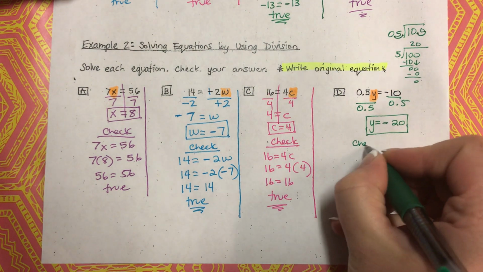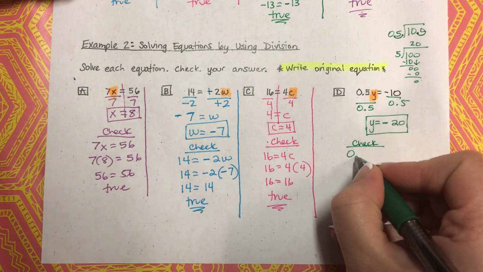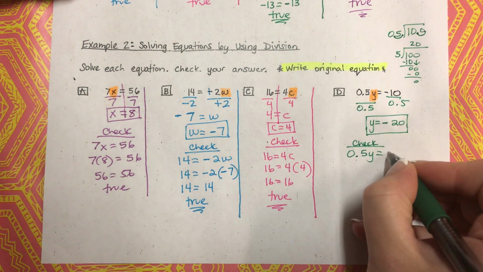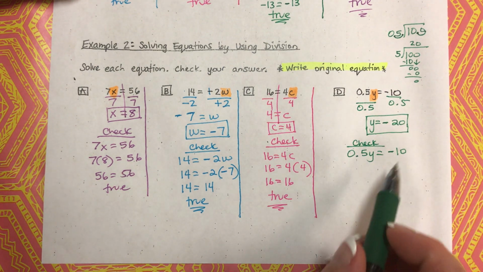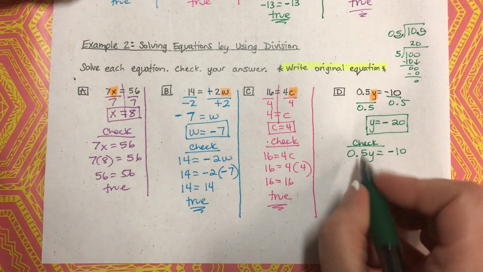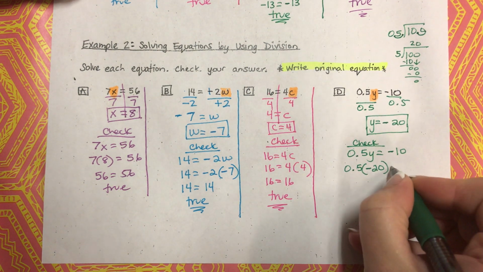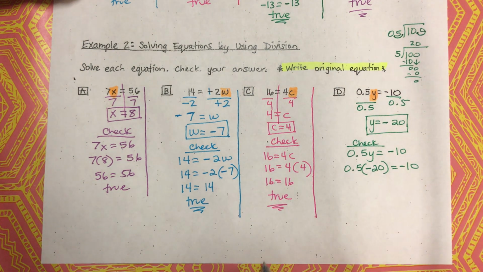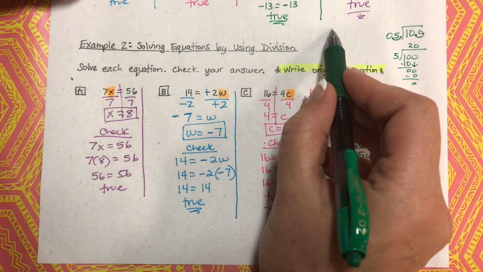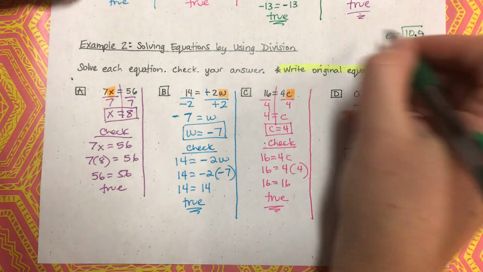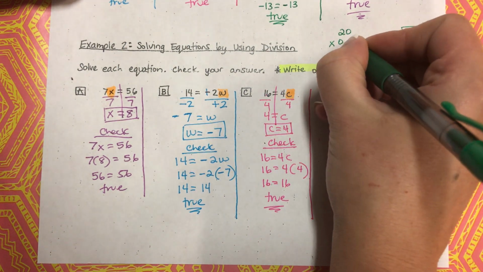Okay, then we're going to do the check. So write down the original equation. And then we're just going to substitute that negative 20 in for y. And remember, we're substituting in a negative number, so we need to go ahead and write that in parentheses. Okay, now we just need to do this work. So like I said, I'm going to go up here and do a little work up here. So we have 20 times 0.5.